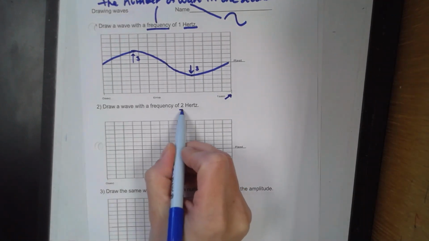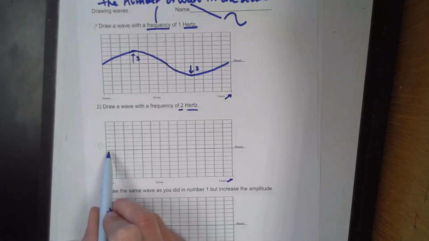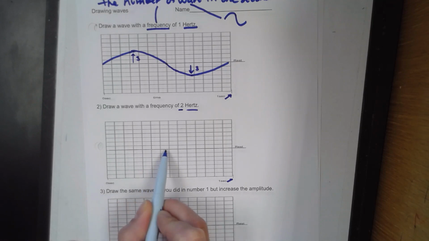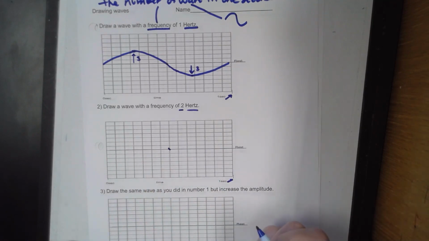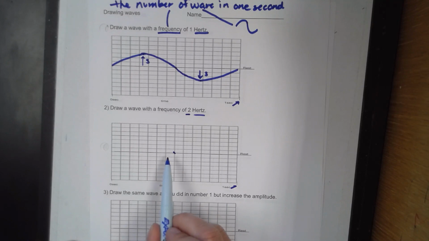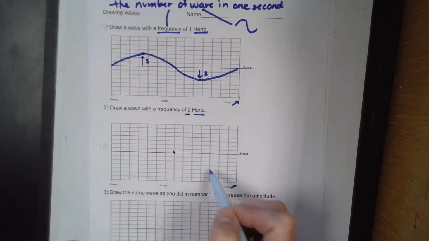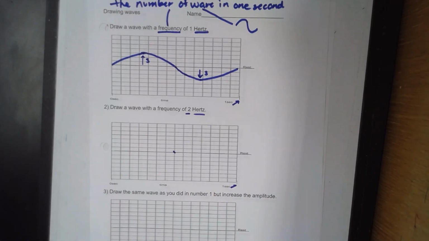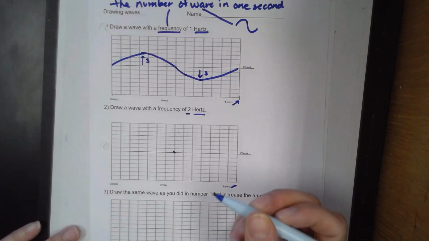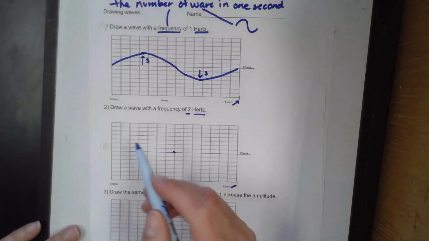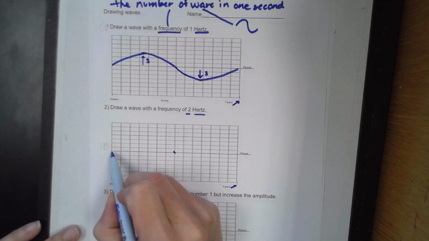This time we want to have 2 hertz, or 2 waves per second. We still want to mark that 1, 2, 3, 4, 5, 6, 7 halfway point. But this time we want to fit a complete wave before that point, and then a complete wave after that point, because we want to fit 2 waves in per second. So you have to think about how many waves you have to fit in and how you can divide your graph paper up to fit those waves in. There's nothing about the amplitude for this one, so you can make it as big as you want.